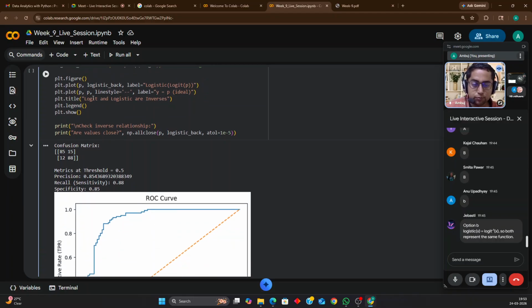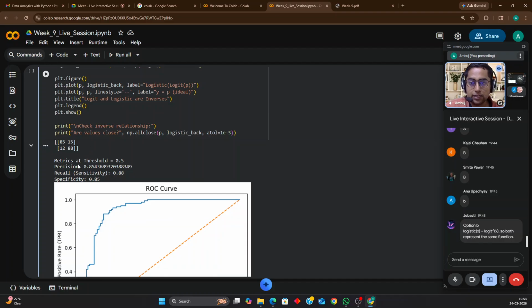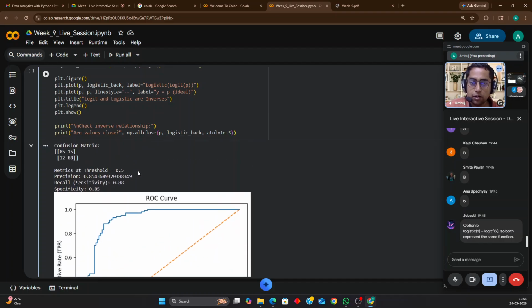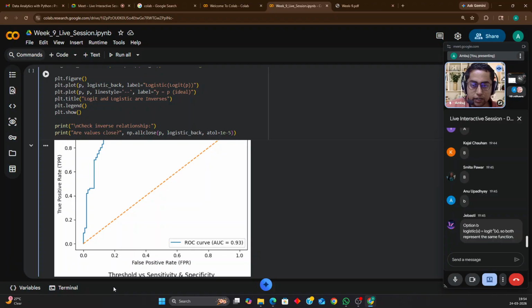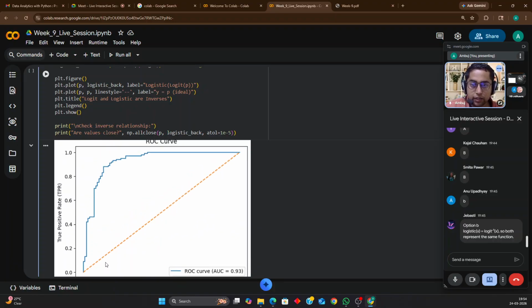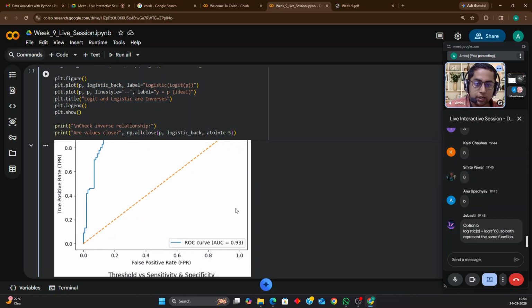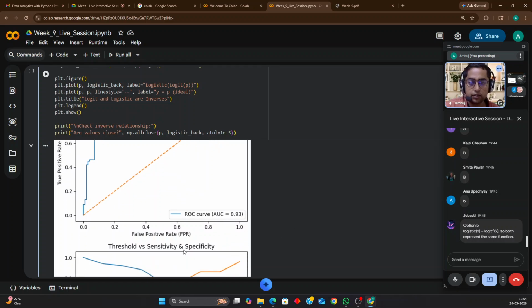So the confusion matrix for the random x and y arrays has come like this. The threshold value is set at 0.5. Precision and specificity are calculated. Then the ROC curve, which I have got: true positive rate versus false positive rate. The area under the ROC curve is 0.93.